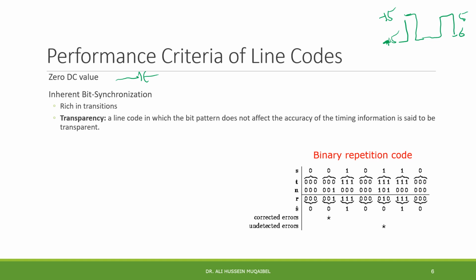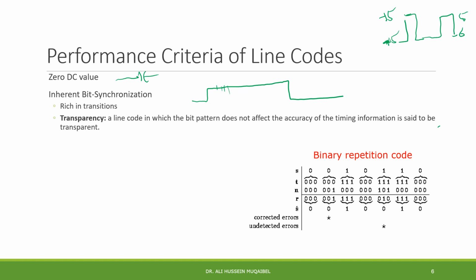The second thing, we would love to have inherent bit synchronization, which means the code is rich in transitions. A code like the on-off is not very good because with a long sequence of ones or a long sequence of zeros, we don't know exactly where the transition is. Is this a bit? Is it here or here? It's not as easy. We need synchronization clocks, and those could go wrong.